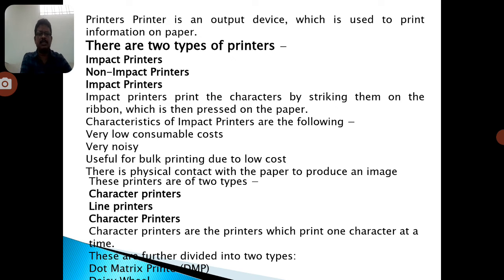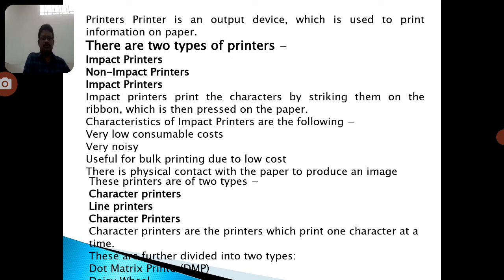Now coming to printers, the second one. So first, monitors are over. Monitors are considered in two parts: one is the CRT monitor and the other is the flat display device monitor. And coming to the printer, a printer is an output device which is used to print information on paper.